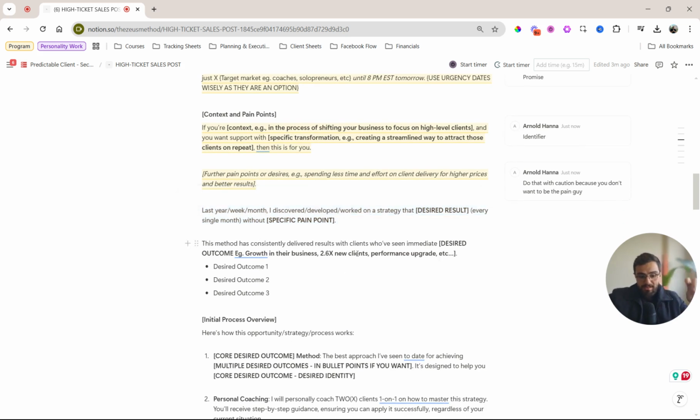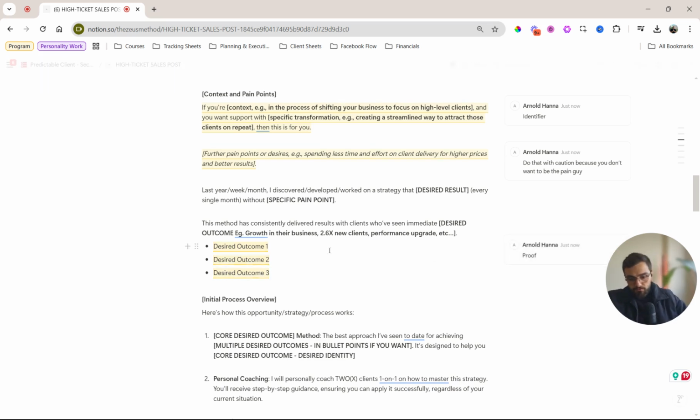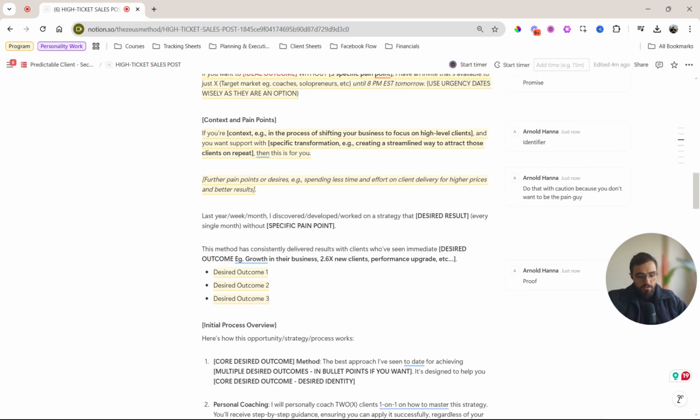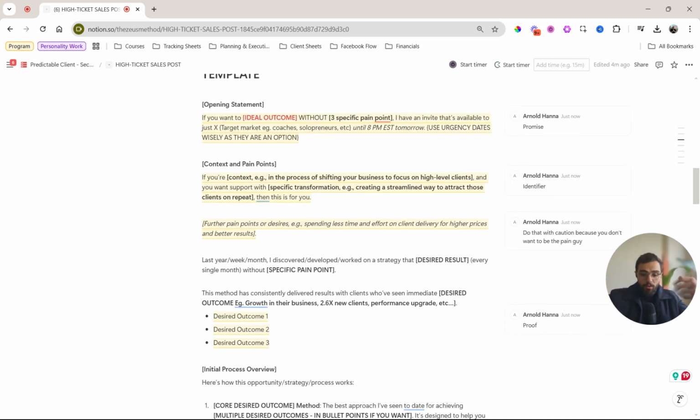This method has consistently delivered results with clients who've seen the immediate desired outcome. So by the way, here is your proof. If you read my offers, you can find immediately within the first section, I always have a list of proof. Because people want to see if this is something they want to achieve too, and have people already achieved it?